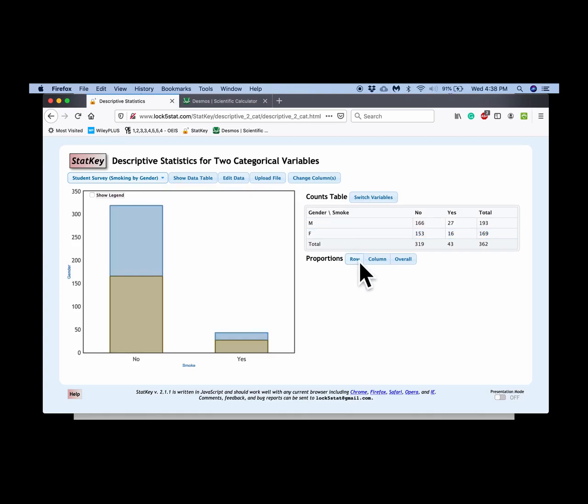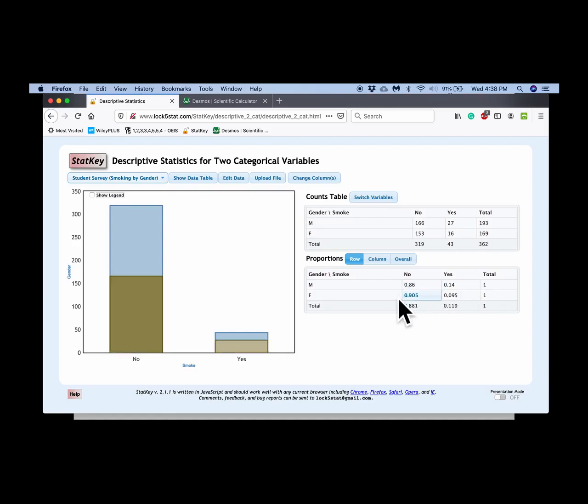Now, before we do that, I don't want to get too far ahead of myself. Let's see how StatKey could have done some of the same calculations we just carried out. So it gives us the option of looking at these proportions through rows, columns, or overall. Let's click on row first and see what's going on here. All right, so we're seeing that the males are divided into a 0.86 that do not smoke and then the 0.14 that do smoke. This is that first calculation that we did. That's the 27 out of the 193. So there's that 0.14 that we calculated initially.